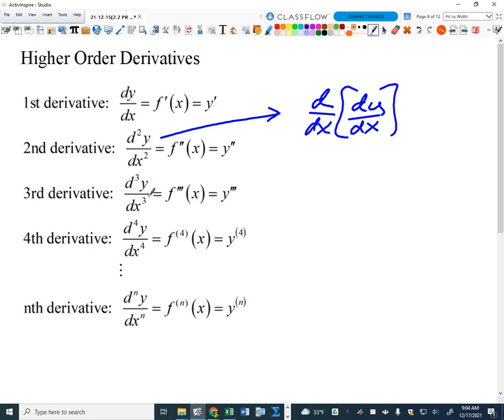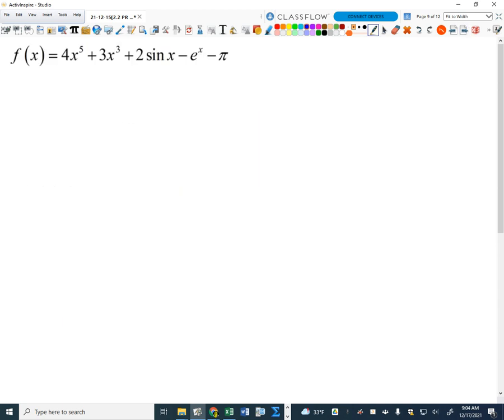You can see that same pattern all the way down. Now notice that traditionally, once you get past 3 primes, you don't want to write all those primes. It's too hard to read. And then you just put the number in parentheses, the number of primes. This is what the nth derivative would look like then, where n is just, we haven't specified. All right, so let's calculate. How about we calculate the first and second derivative of this?